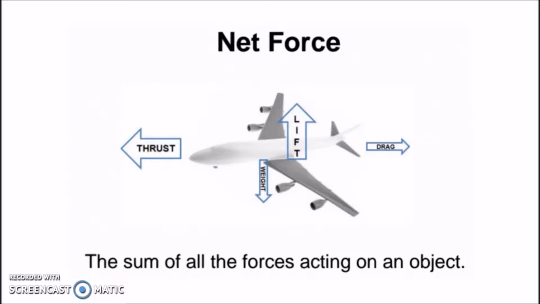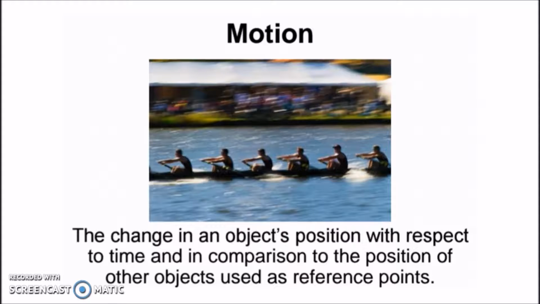All right, the net force is the sum of all forces acting on an object. Net means sum. All right, so when you add up all the forces acting on this plane, the thrust and the lift and the drag and the weight, then you get the net force that's acting on it, that's making it fly.